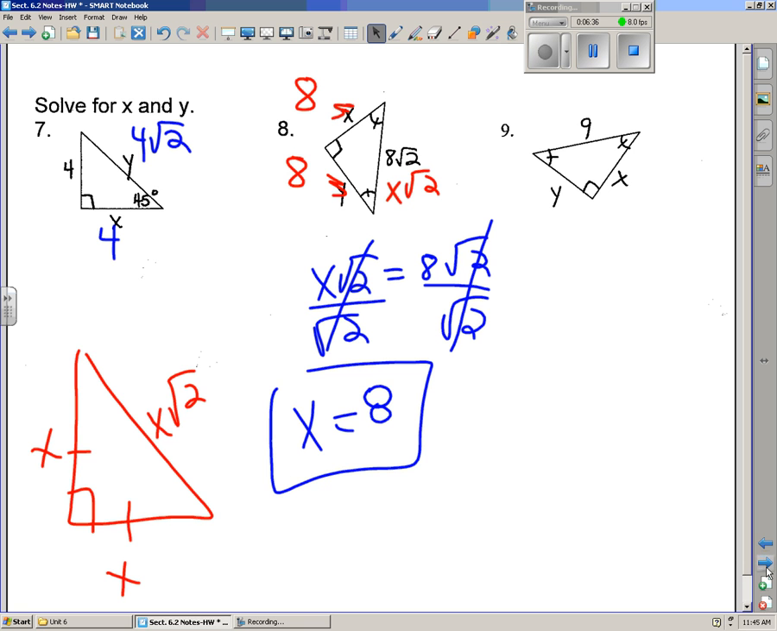On 9, again, I don't like the fact that these have x's and y's on it. What I'm going to do is just cross these things out. And I'm going to write the legs always take x. I guess I didn't have to cross out one of them. And the hypotenuse is x rad 2.